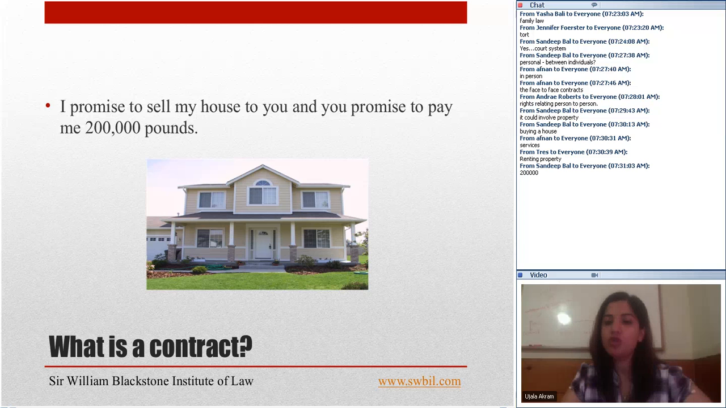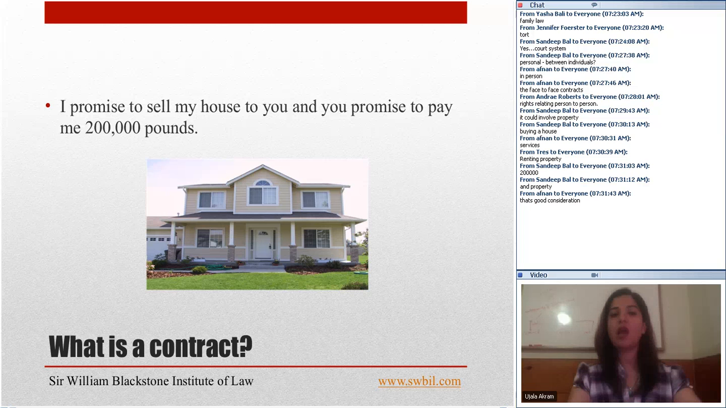When I have conveyed my house to you, I have transferred the property rights to you. Only then, at that instant, property rights become effective. Before that, it's only a personal obligation. It's a promise between you and me. So property rights do not come into play unless I have conveyed the rights to you. In this scenario, where I promised to sell my house to you and you promised to pay me £200,000, a personal obligation is created.